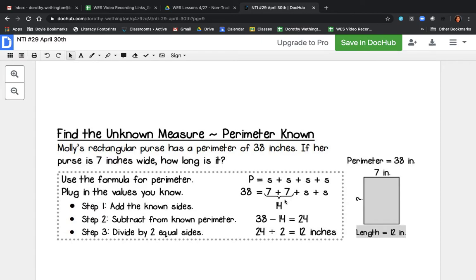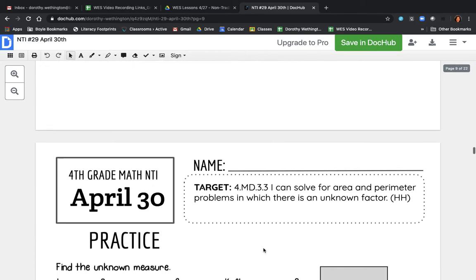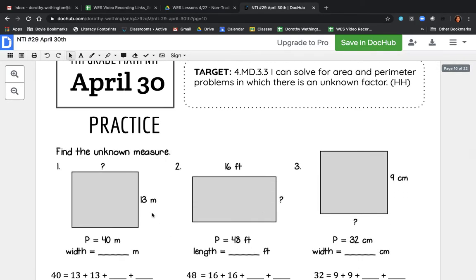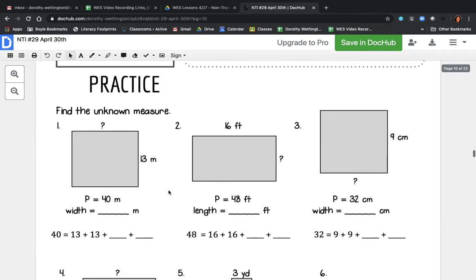So the perimeter is 38 inches, and one side is 7 inches. We know that 38 equals 7 plus 7 plus s plus s. 38 minus 14 equals 24. 24 divided by 2 is 12 inches. Practice, find the unknown measure.